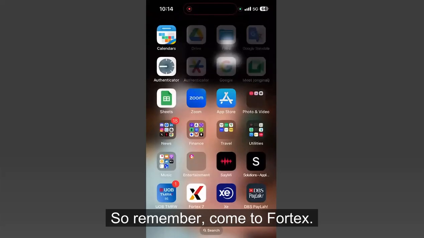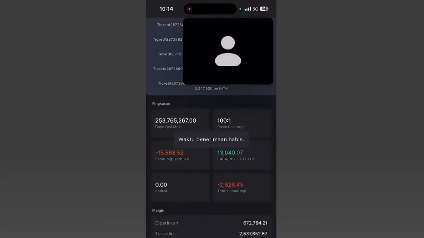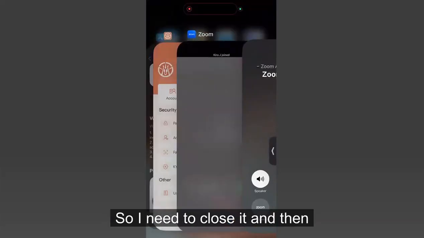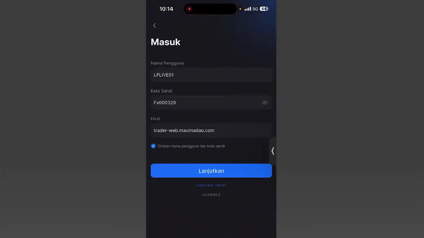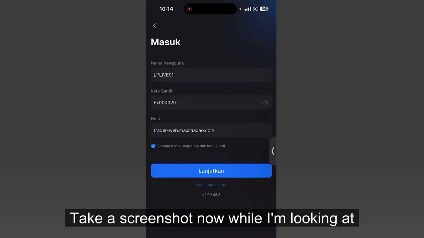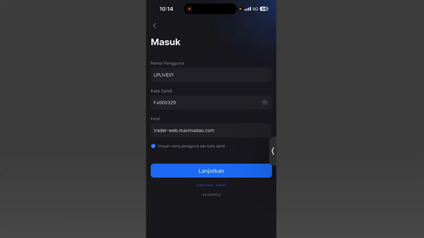So remember, come to Fortex. I need to close it and then reopen it. All right, masuk. Okay, take a screenshot here. This one. Take a screenshot now, while I'm looking at my trades.